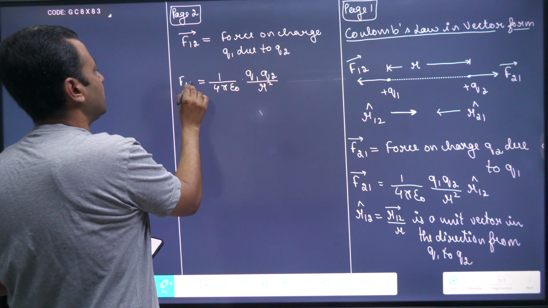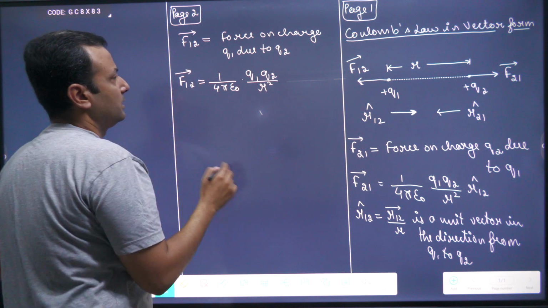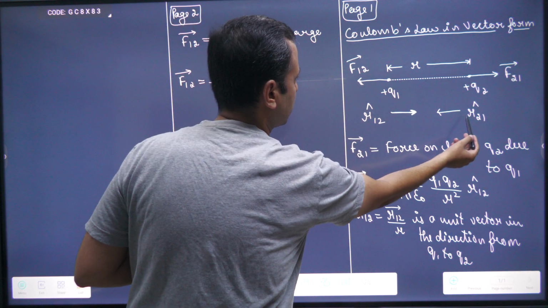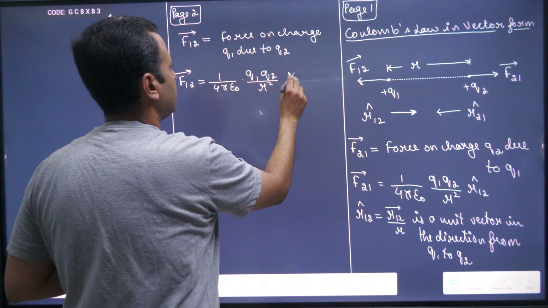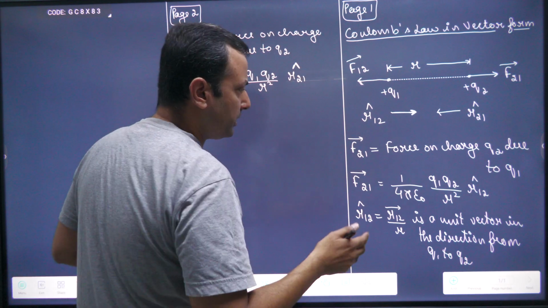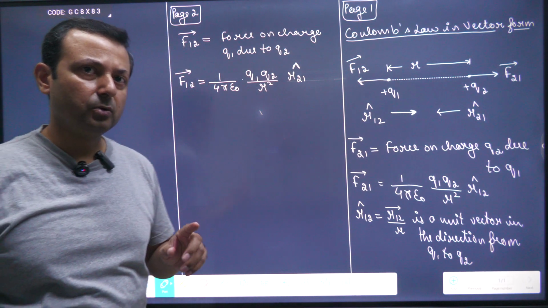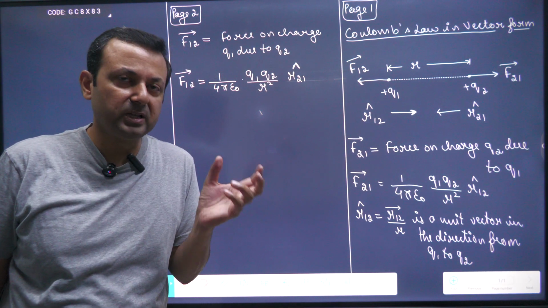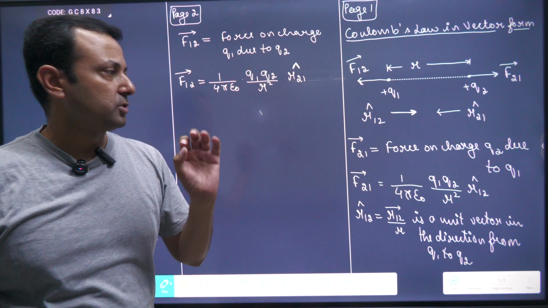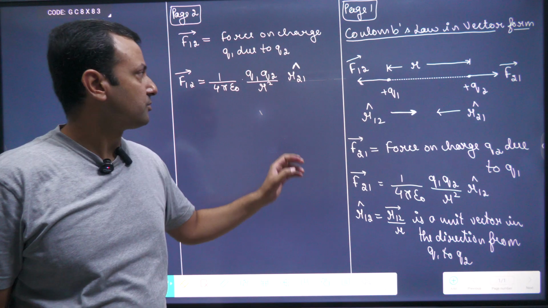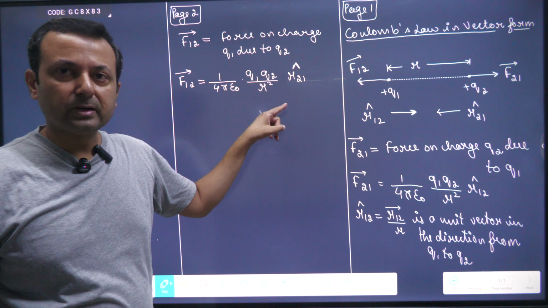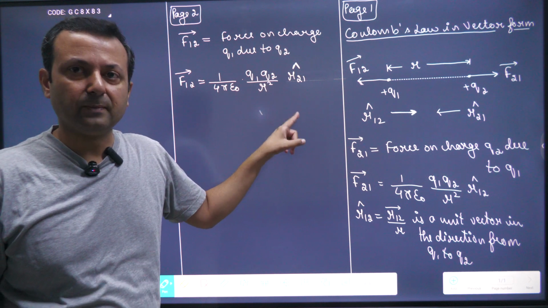But what will be the direction of this F12 vector? F12 vector is here, towards left. And towards left, the unit vector is r21 cap. So we will multiply it by r21 cap. Actually, this is called a unit vector. A unit vector means a vector whose magnitude is 1. Unit means 1. So we provide a cap onto this, r21 cap. So r21 cap provides it a direction only.